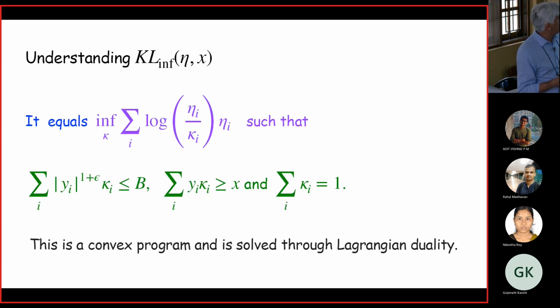So let's understand KL as an object. It's just this Kullback-Leibler divergence between eta and kappa. I'm optimizing over kappa and minimizing it. I want under the kappa distribution this moment constraint to be satisfied, and I want the mean to be greater than or equal to x, and kappa is the distribution. Right? So it's a nice convex programming problem. I can look at its Lagrange dual. Let me show you the form of that.